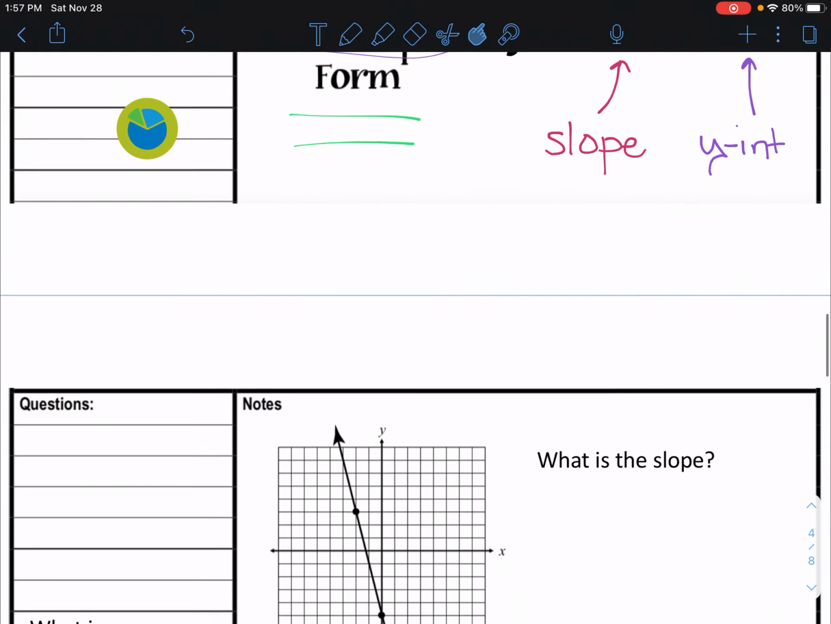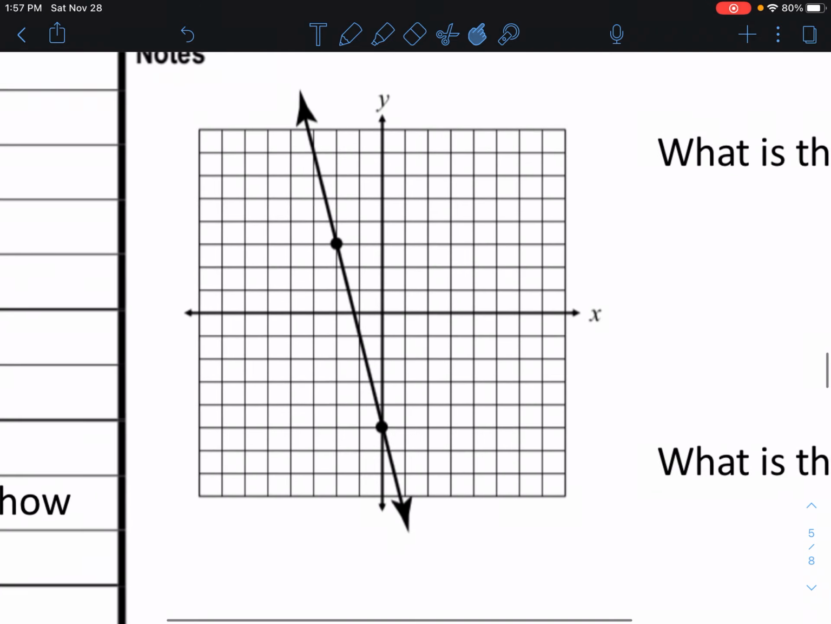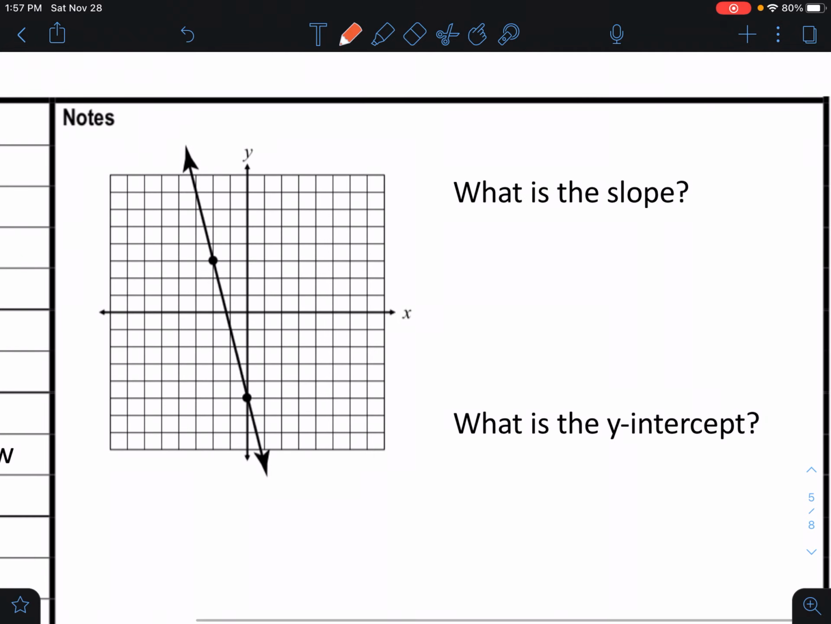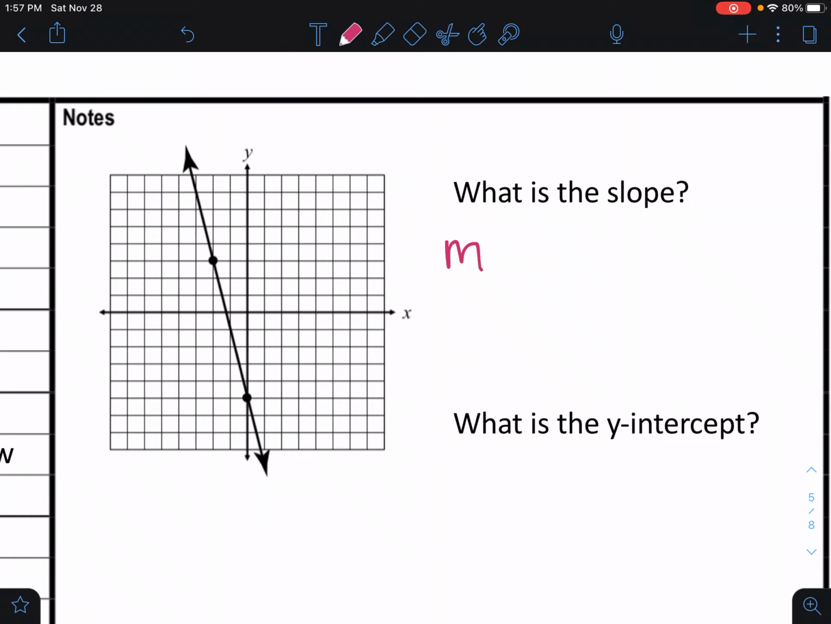All right, let's take a look. So again, what is the slope? Let's take a look at this line right here. So slope you are familiar with. We know how to find that. So again, a reminder, slope is m. And this is rise over run.